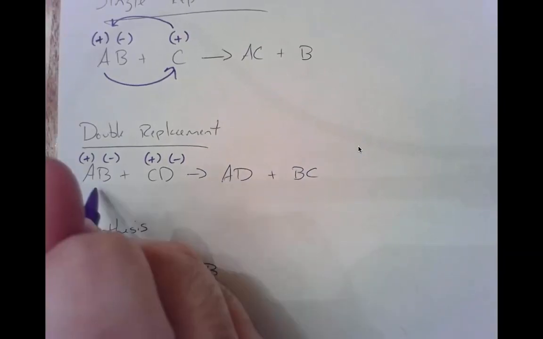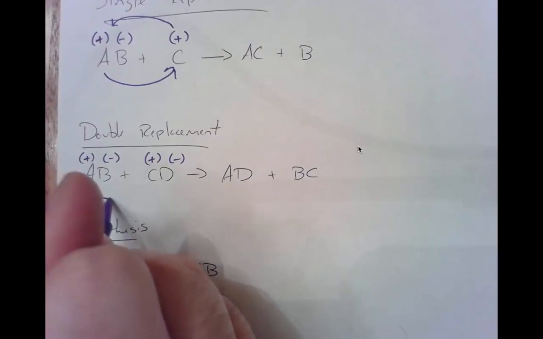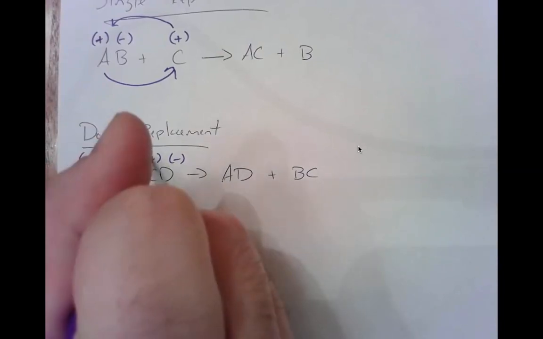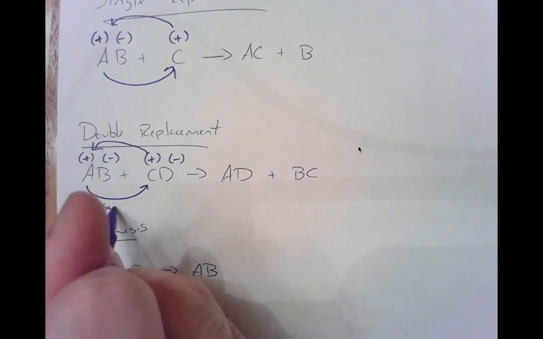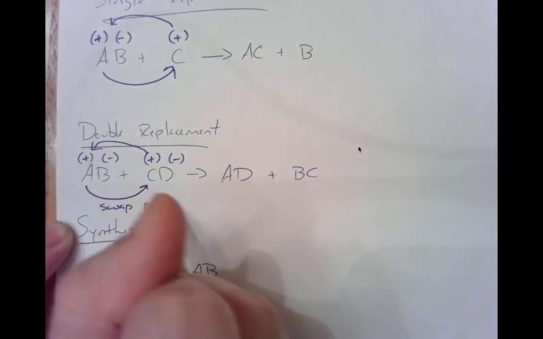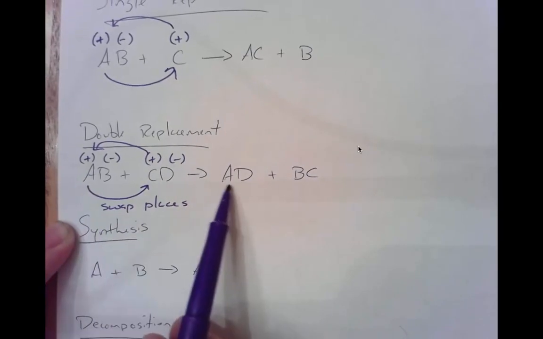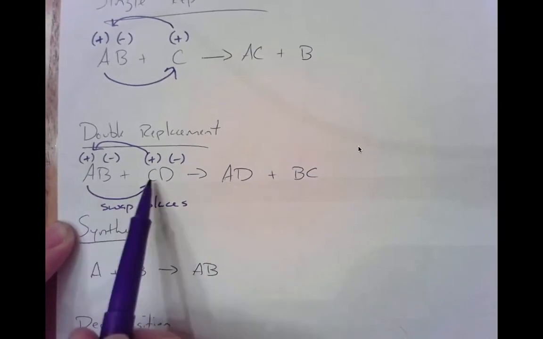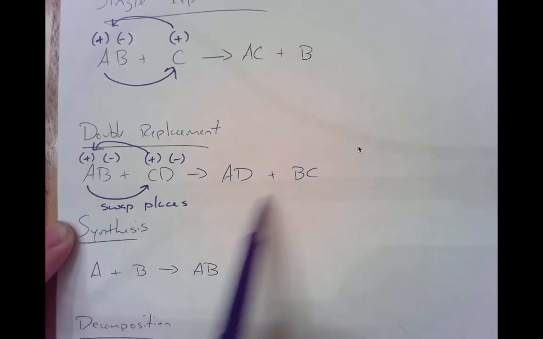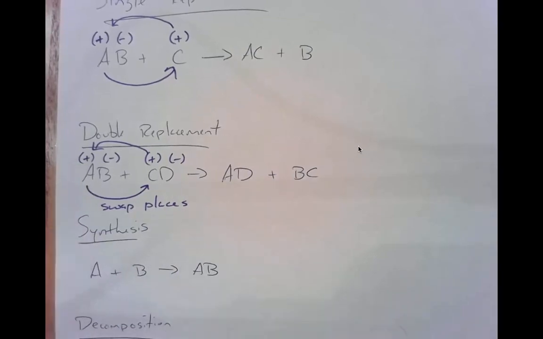We know that A and C are going to swap places. That way, A will now be where C is, and it's bound to D on the product side. B will now be bound to C on the product side. They end up swapping places to make new compounds. Remember, in a reaction, we know chemical changes, something new has to form. So we have to combine these in a way where the positives and negatives will combine to form something new.